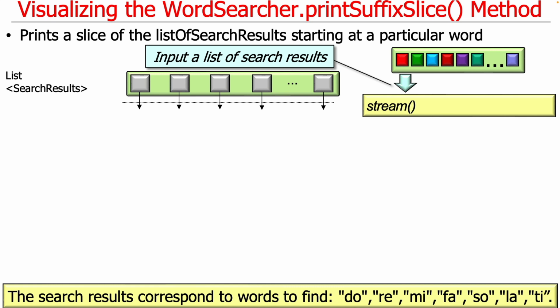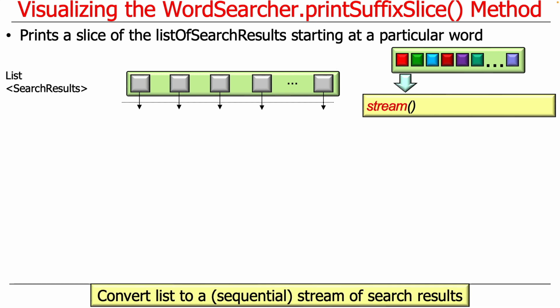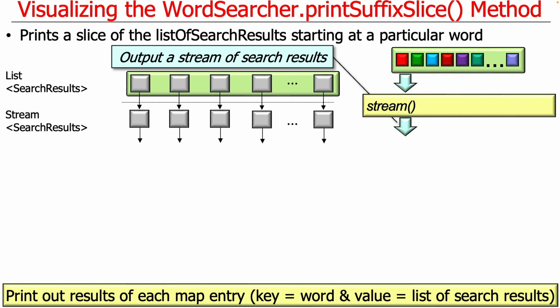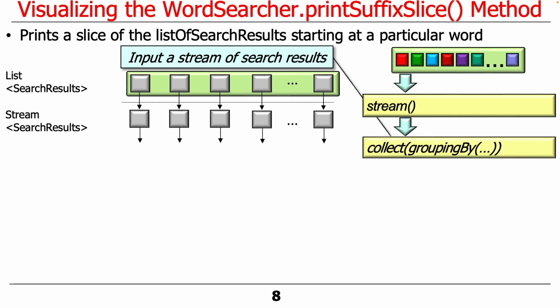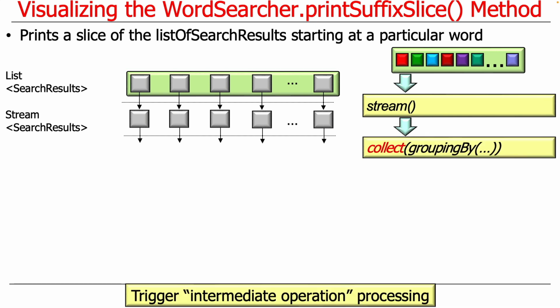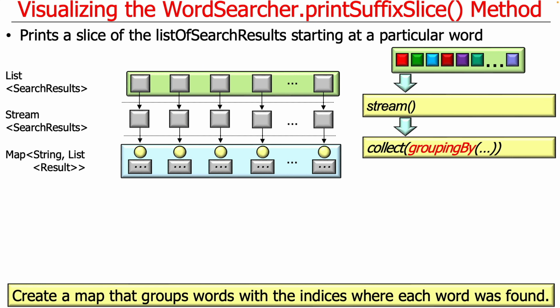So here's what we do. We have a list of the results, so do, re, mi, fa, sol, la, ti. We turn that into a stream. So we have a sequential stream of results. We output that stream of results, and then we do collect grouping by. So now we've got intermediate operations that are triggered, and we're going to group the results into a map of strings to list results, just like we did before. So we have a map that groups words with the indices where each word was found.